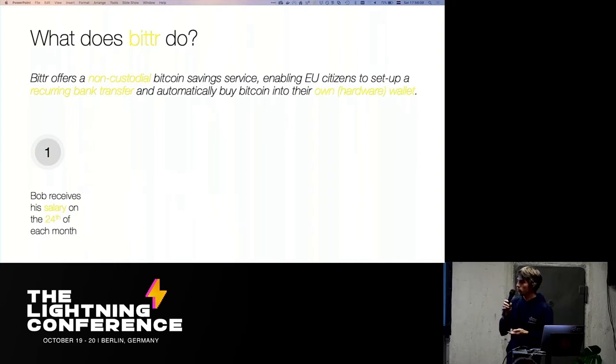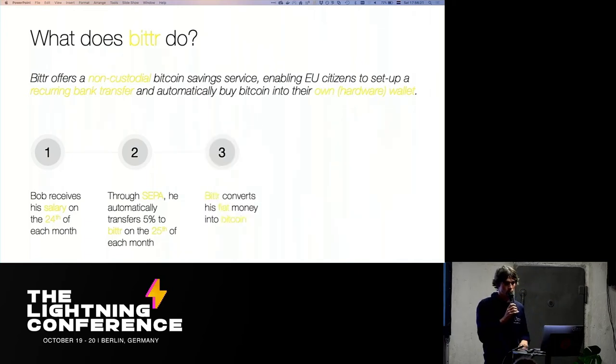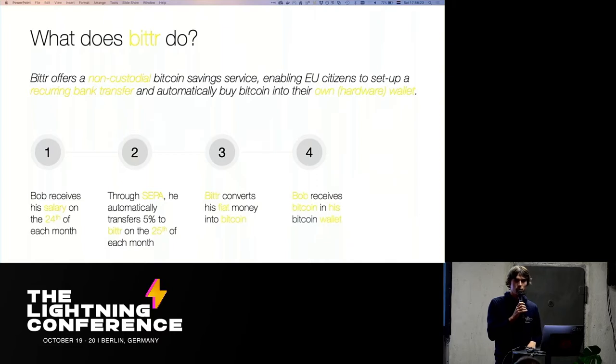So how it works for most people is that, let's say you receive your salary on the 24th of the month. You ask your bank to send like 5% of it to Bitter every 25th of the month. We'll convert it from Euro into Bitcoin, we'll deposit it into your own wallet, and then you enjoy your savings.